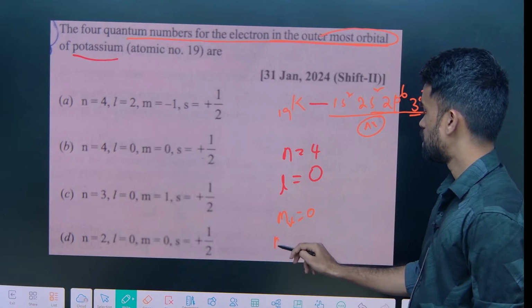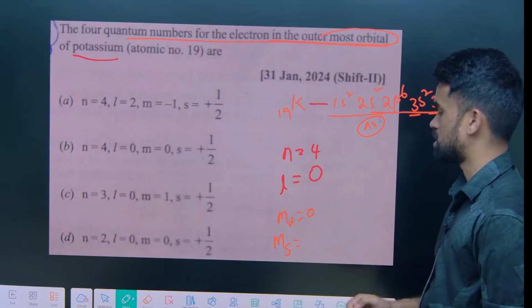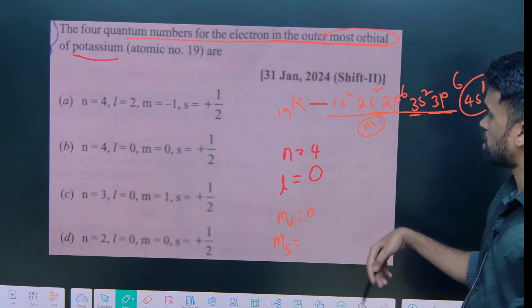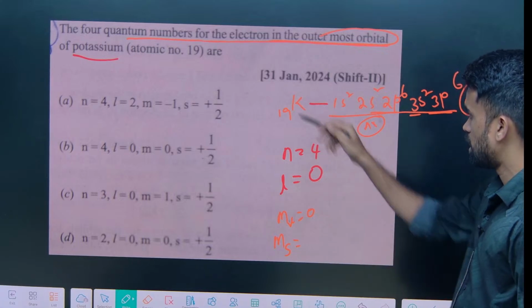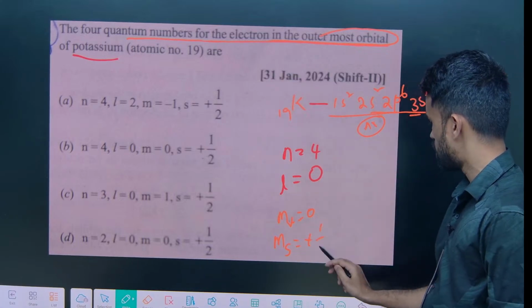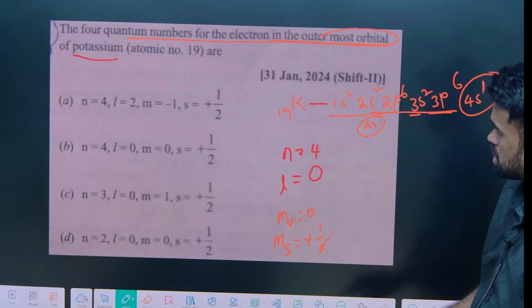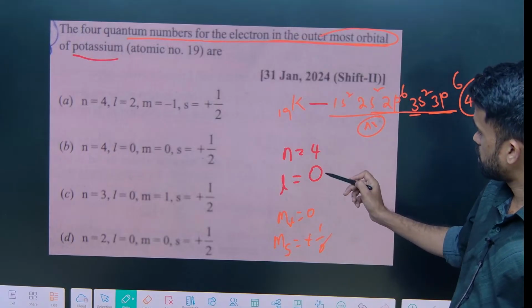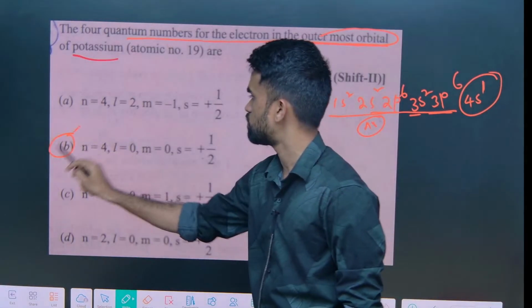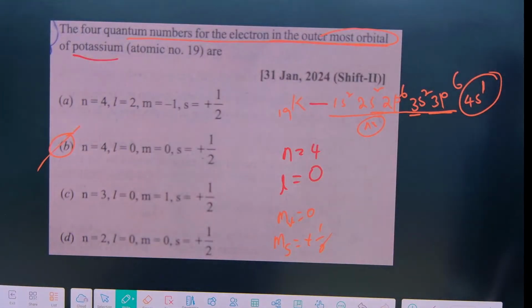The next one, the spin quantum number, will be how much? For 1 electron, you can take either plus half or minus half. In all options it is plus half only. Yes, it is plus half. So where do we have such an option? n is 4, l is 0, ml is 0, spin plus half. The second option will be your answer for the question. Okay, let's move forward.